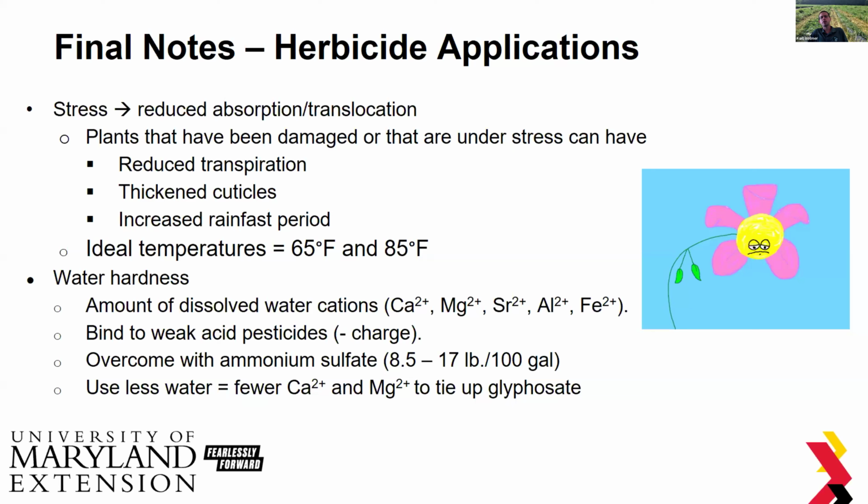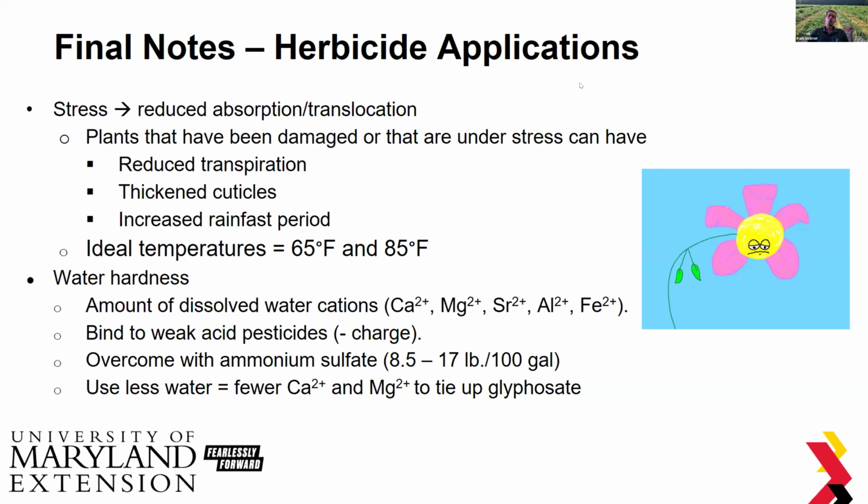Another issue with herbicides is going to be water hardness, and that's the amount of dissolved cations in water: calcium, magnesium, strontium, etc. Now, what happens is these dissolved cations will actually bind to weak acid pesticides like glyphosate. The pesticide has a negative charge, these cations have a positive charge, and those cations bind to the herbicide in solution, making less herbicide effective to control the plants.